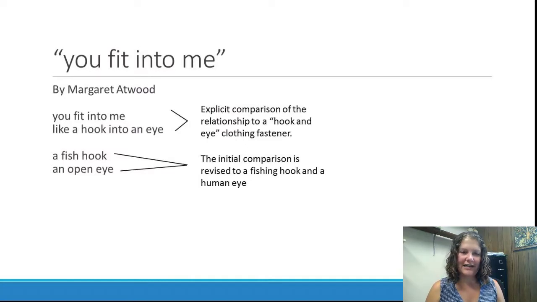And in this, we see this evolving view of this relationship. So it's initially compared to something that is possibly positive. These two people actually fit together. And then in the second one, it becomes actually a negative and violent relationship. And the you in the poem is actually doing damage to the speaker.